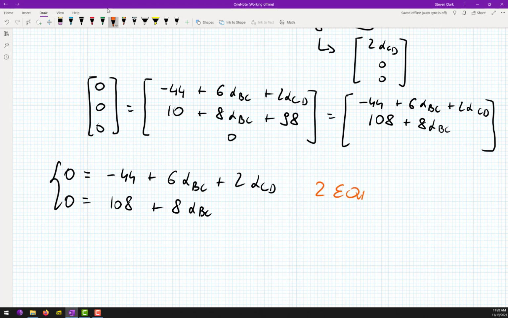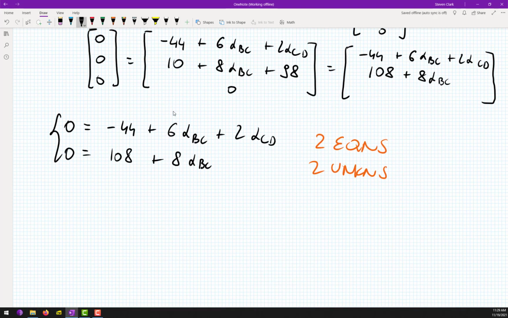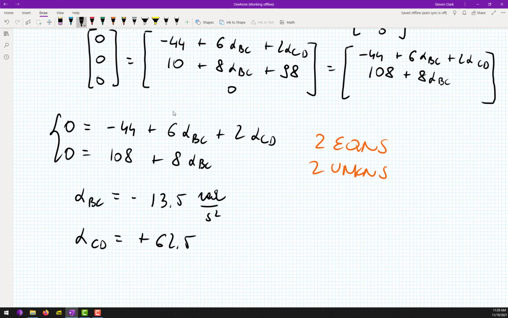Two equations, two unknowns. If you solve them, you will end up with alpha BC equal to negative 13.5 radians per second squared, and alpha CD equal to positive 62.5 radians per second squared.